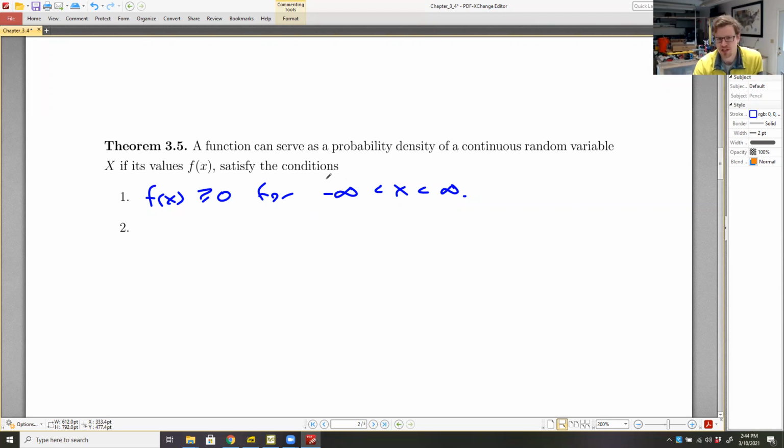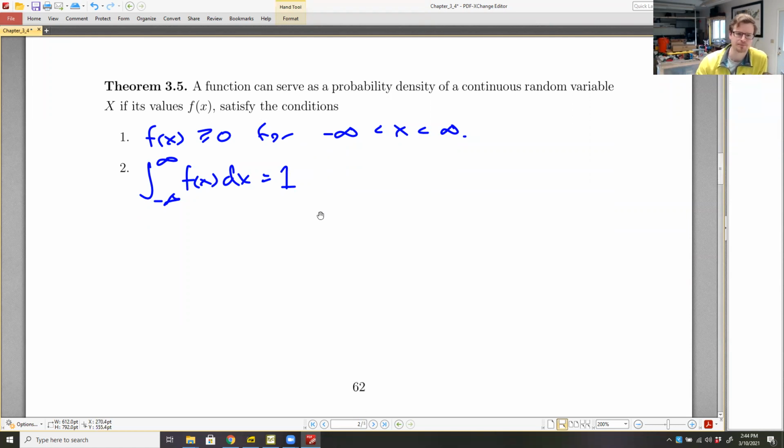Okay, so the first thing is non-negative. Easy to say, easy to check. All right, the other thing is that the integral from negative infinity to positive infinity over all possible values of the random variable, f of x dx, is equal to 1, right? Essentially the probability of the sample space is exactly 1. That's what we want to find there.